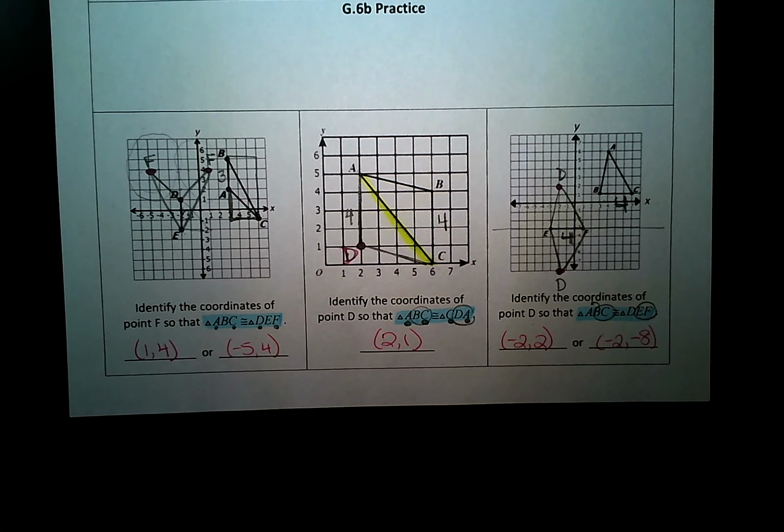Reflections, translations, rotations, they're all going to really help you here. Anything that's involved with graphing, you can use a lot of your transformational approaches to find the coordinates that you need. Really pay attention to these different congruent statements. They're going to help you organize where the points should be, and then just use those eyes, find the congruent spots. Hope this video has been helpful.